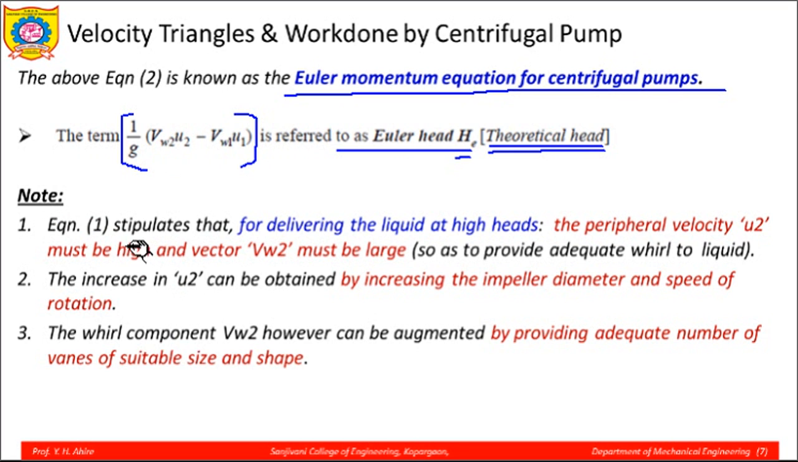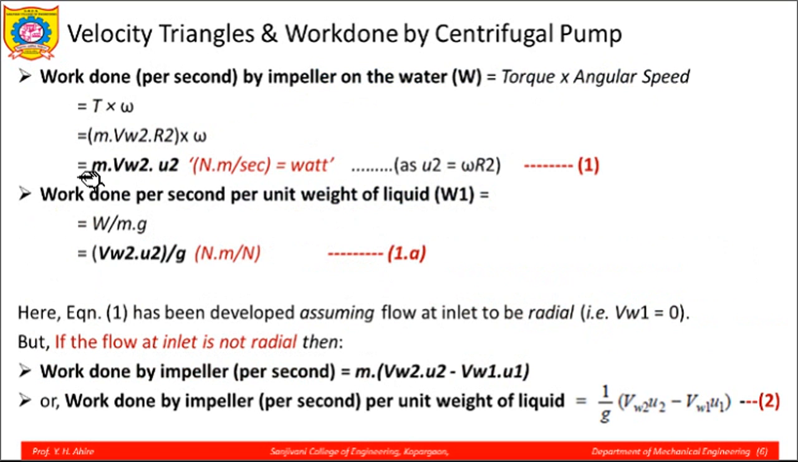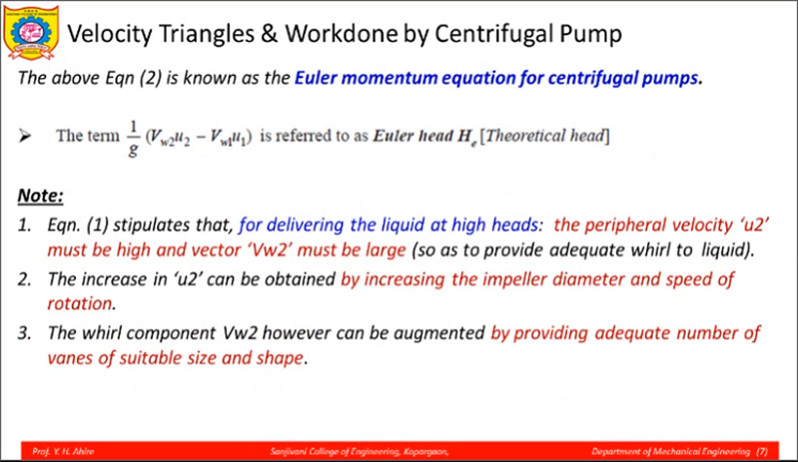VW2 U2 upon g stipulates that for delivering the liquid at high heads, the peripheral velocity U2 must be high enough, and also the vector VW2 must be large enough so as to provide adequate whirl to the liquid, right? The equation number 1 is this: W dot is equal to m dot into VW2 U2. So if you want to deliver a high head to the liquid, your peripheral velocity U2 must be high, and also your whirl velocity VW2 must be large.